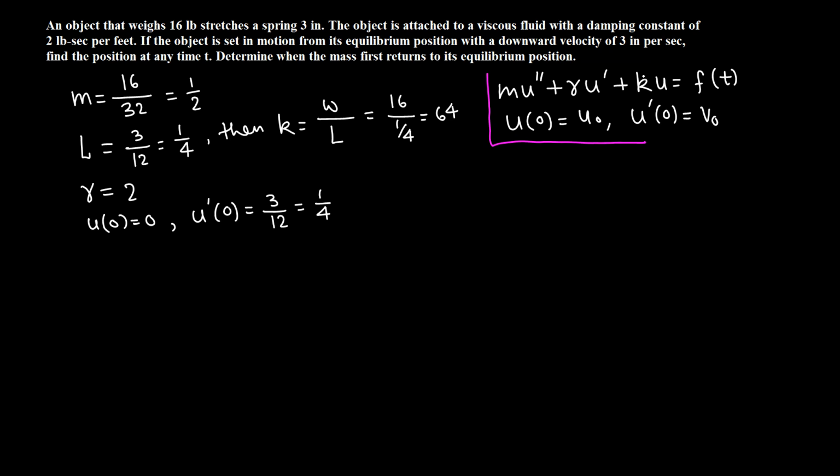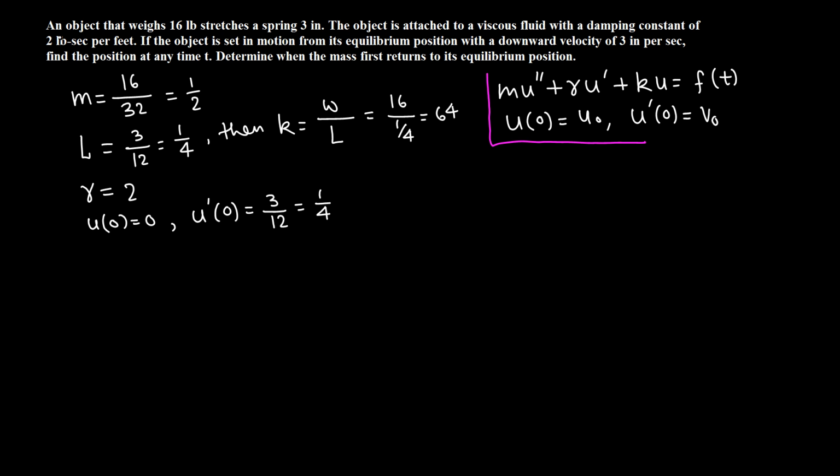Read the question carefully. In this mass spring system, our initial value problem is always like this: m u double prime plus gamma u prime plus k u equals f(t), where m is the mass of the object, gamma is the damping constant, k is the spring constant or coefficient, and f(t) is the external force. Initial displacement, and u prime means initial velocity, some value.